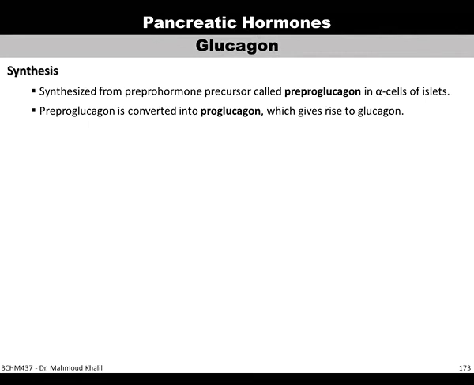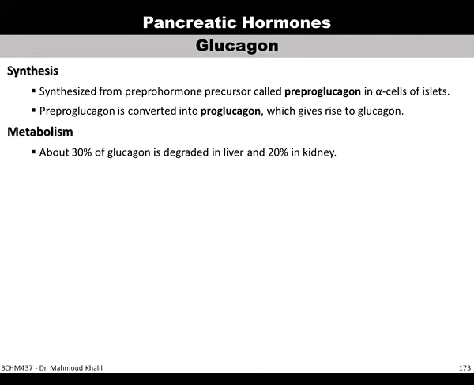So how is glucagon synthesized? It is synthesized from the pre-pro hormone precursor called pre-pro-glucagon in alpha cells, and then is converted to pro-glucagon, which gives rise to glucagon. About 30% of glucagon is degraded in the liver and 20% in the kidney, and the cleaved glucagon fragments are excreted through urine.